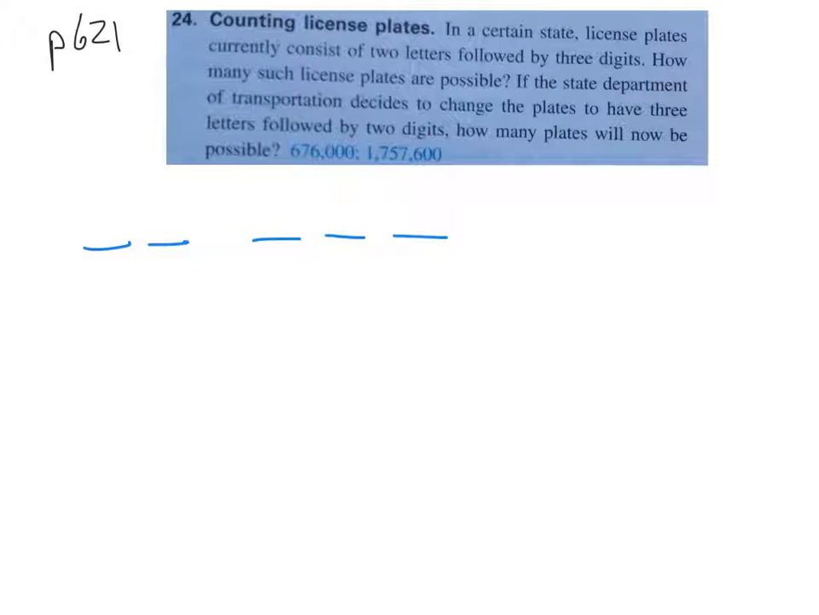I'm just double checking. It doesn't say anything about repetition, so we're assuming repetition is okay. So you can choose any of the 26 letters for the first 2 slots, and then for digits, we're assuming the digits 0 through 9 again. So any of the 10 values from 0 through 9 for the last 3 slots. Multiply this all together and get ready.